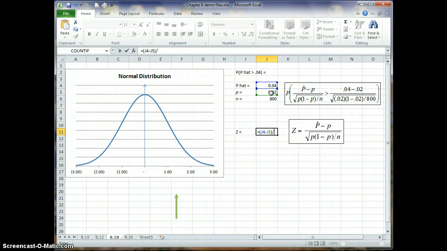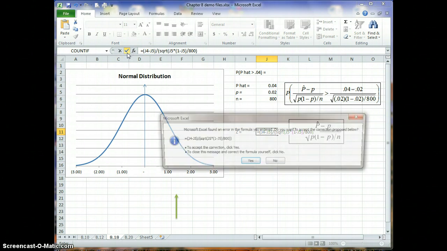I'm going to put this all in parentheses, and it's going to be the square root of, and in this case the number is going to be the 0.02 times 1 minus the 0.02, which is the J5 cell, divided by 800. Close parenthesis, and I'll hit the check mark to enter it.